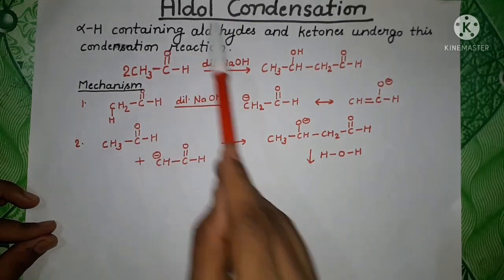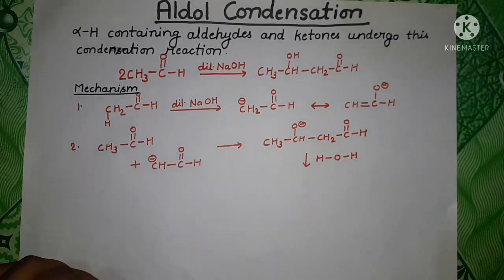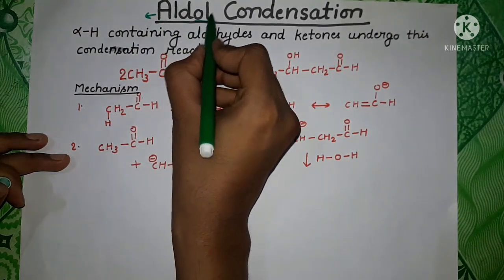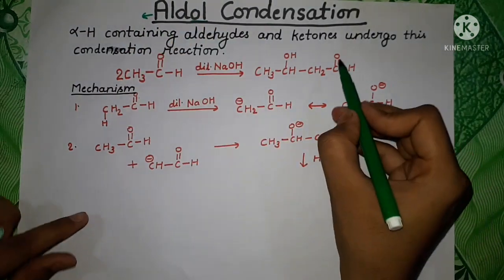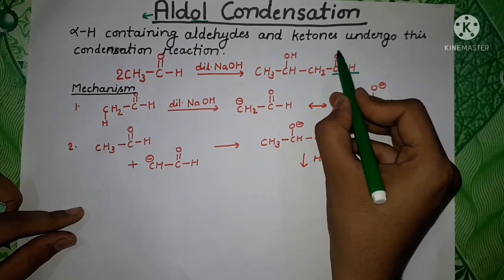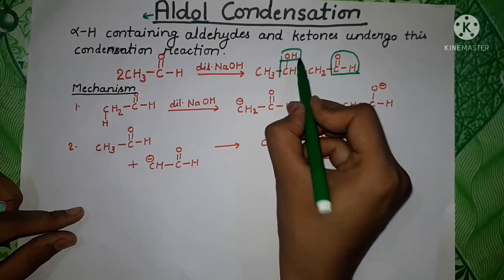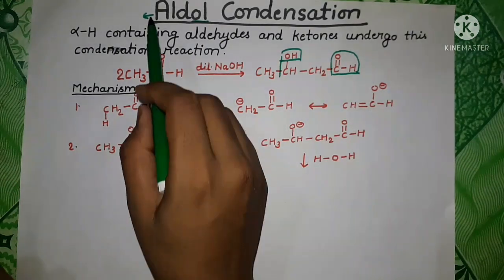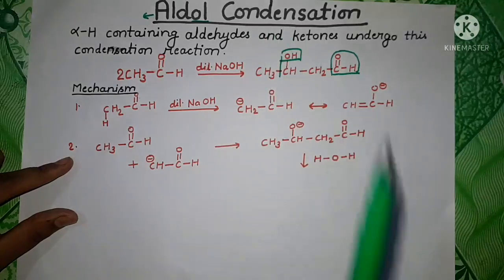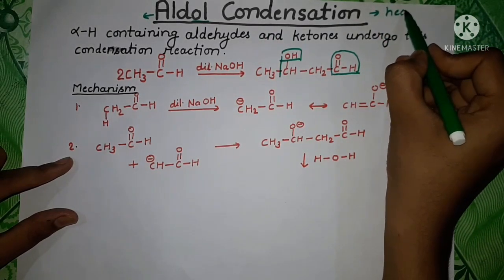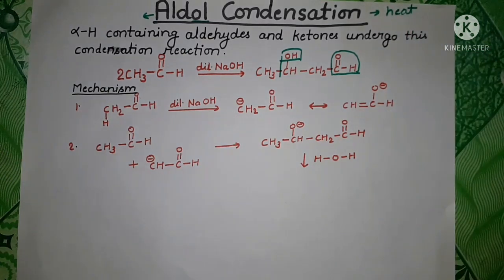Actually, it is known as aldol because ald means aldehyde and ol means hydroxy group. That's why we can see here this is an aldehyde group and this one is a hydroxy group. That's why its name is aldol. And condensation is used for the heat. By giving heat, some neutral molecule will leave out. For example, in this case, water is leaving out.